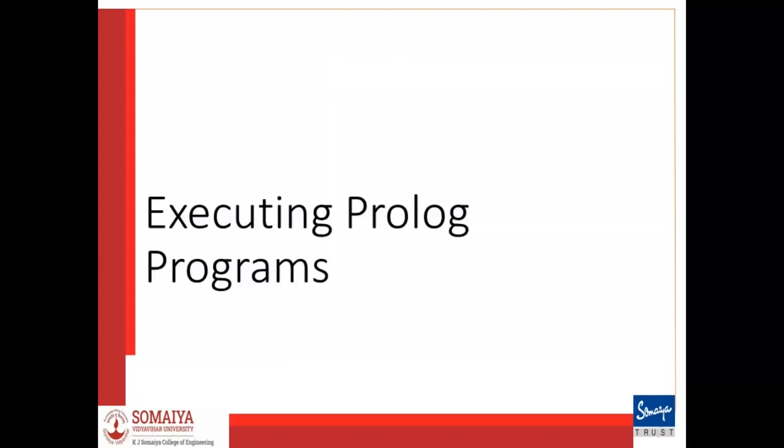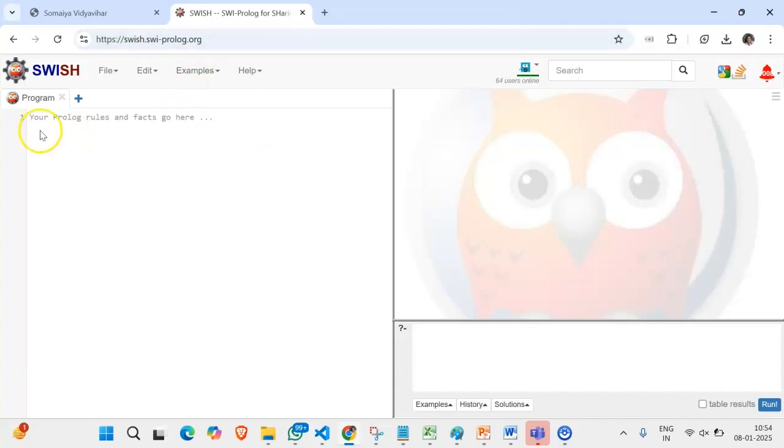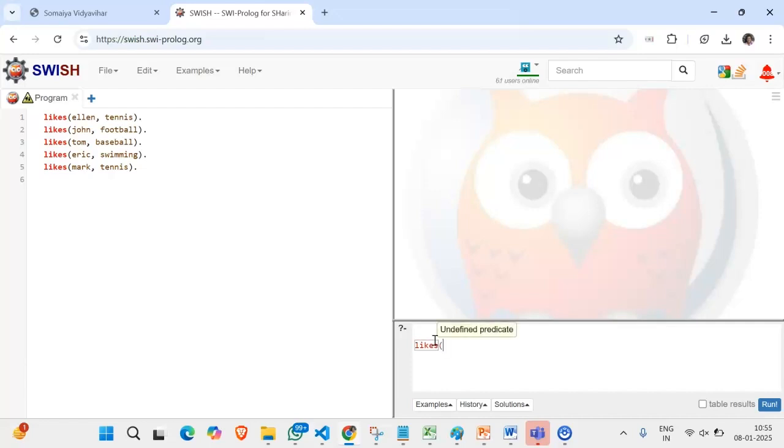So let us see how we execute Prolog programs. Here we have the SWI-Prolog online compiler. We can go with program, so your Prolog rules and facts go over there. We have seen this earlier. We can execute the program over here. So how do we execute the program? We can fire different queries and we can get the answers for them.